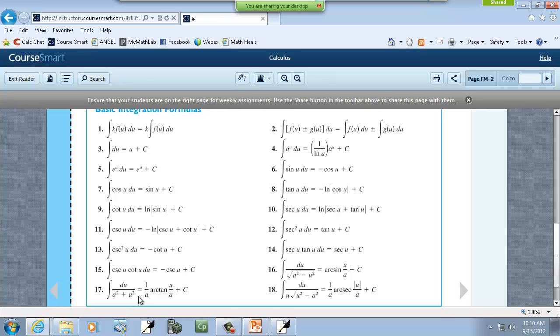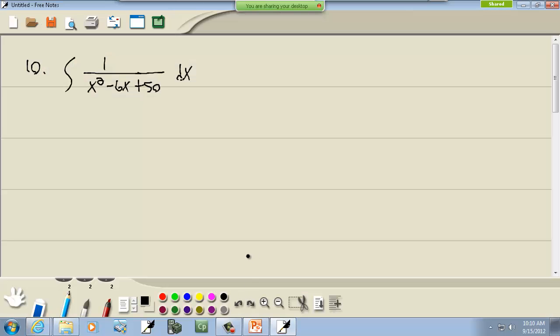So we want to rewrite it as a squared plus u squared. Well, we have to use completing the square again. So what we're going to do is take the number in front of the x, which is negative 6, multiply it times a half and square it. Negative 6 times a half is negative 3, and negative 3 squared gives you 9. So we're going to add the 9. So we've got x squared minus 6x plus 9.